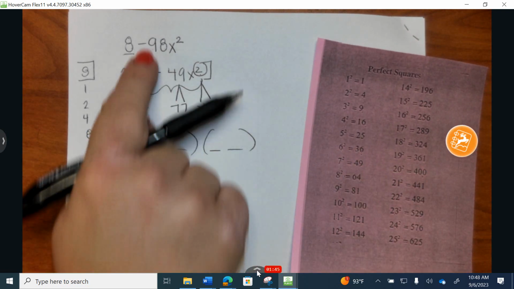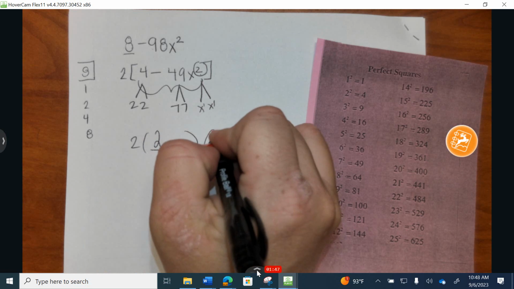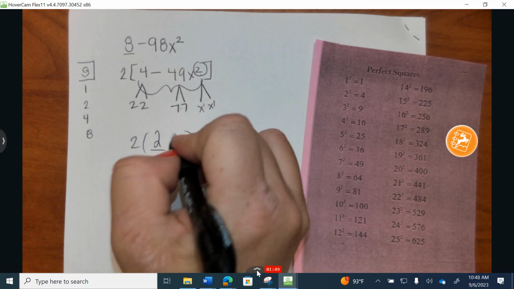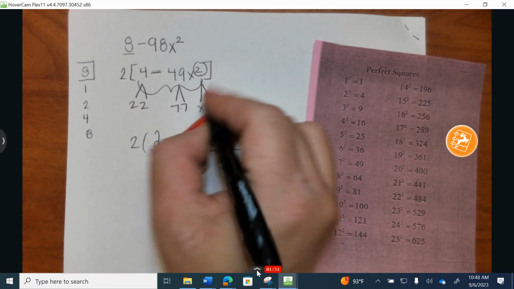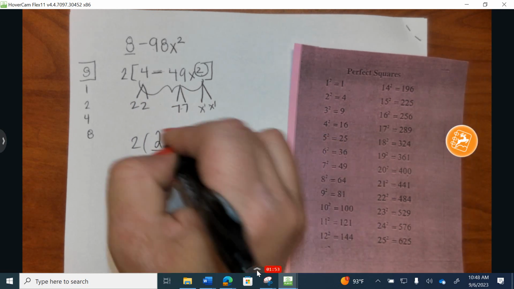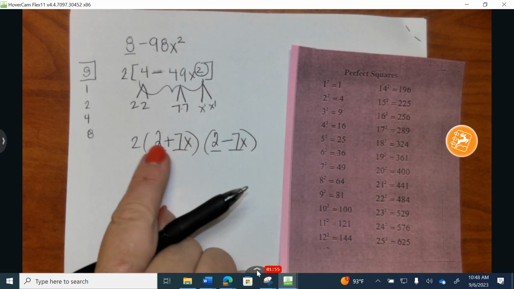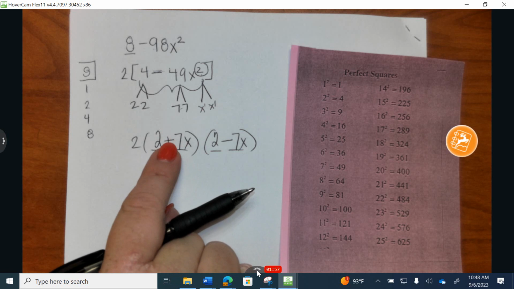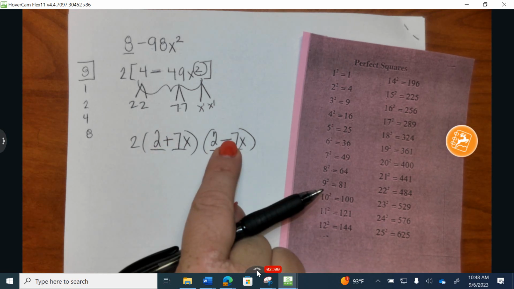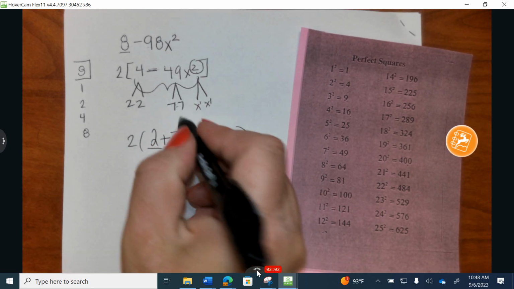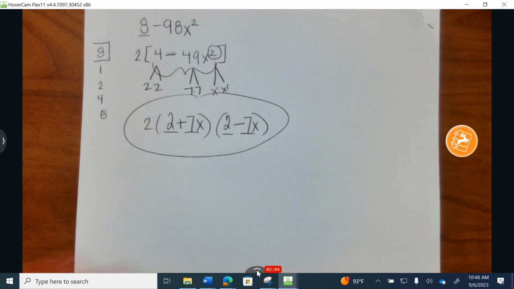The 2's come from the front, so they must remain in front. The 7 and the x's come from the back, behind the symbol, so they're going to remain in back. 1 is positive, 1 is negative. It doesn't matter if you put a plus sign or a minus sign first. The other operation will go into the second parentheses. We're going to look at another problem like this.